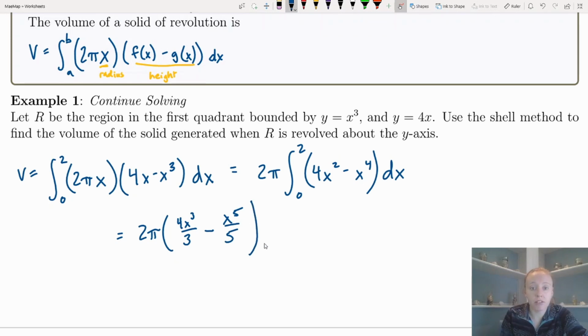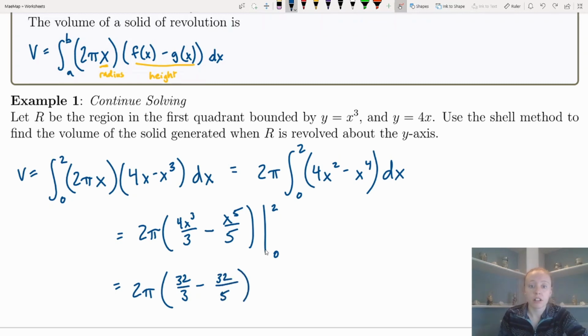And my bounds for this are from 0 to 2. So when I go to plug in 2, I'll have 2 pi times 4 times 2 cubed, which is 4 times 8, which is 32, and that's all over 3. And then I have 2 to the 5th, which again is 32, and that's all over 5. Now when I plug in 0, you can see that all of my terms will go away, so I would be subtracting 0 from this function.